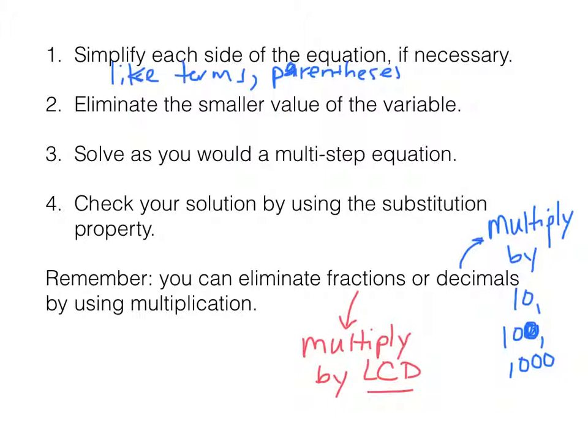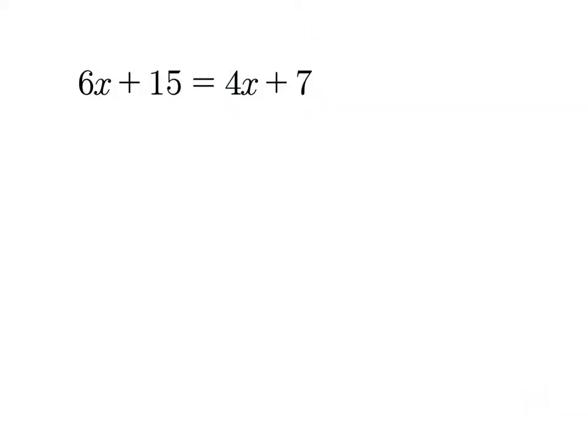Let's try one. So for your first equation, you have 6x plus 15 equals 4x plus 7. And we're going to solve this using our properties of equality. And we're going to start, like it said, by simplifying on each side. Well, there's nothing for me to simplify here because 6x plus 15, these are not like terms. Please do not try to add those together.